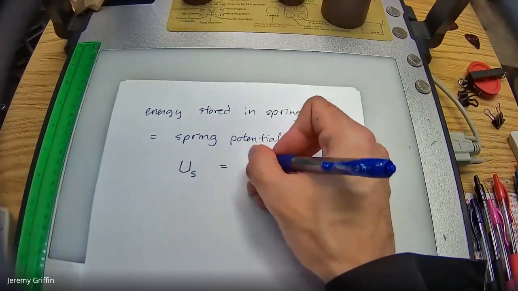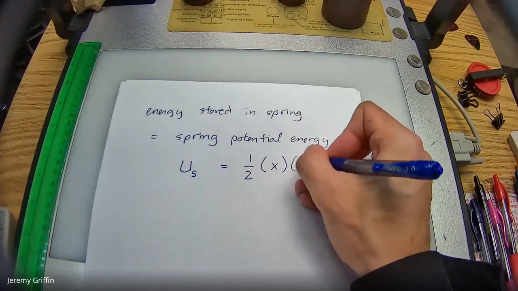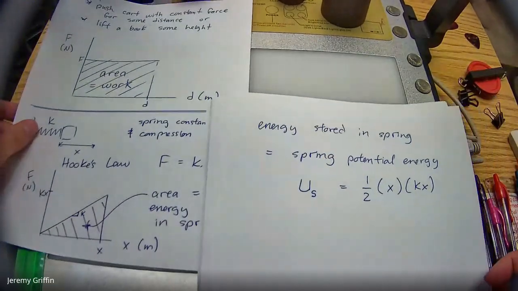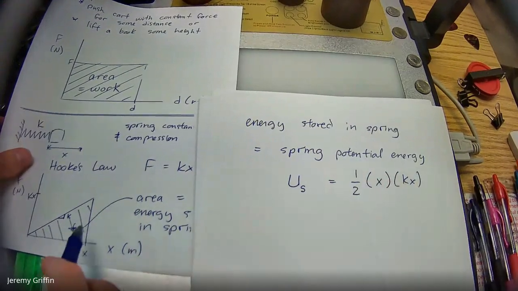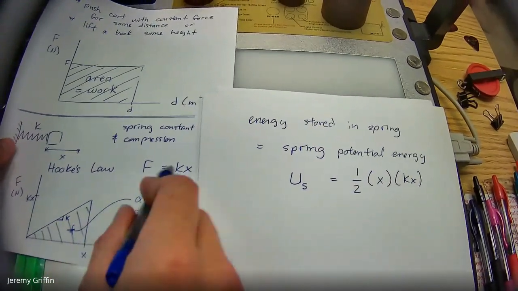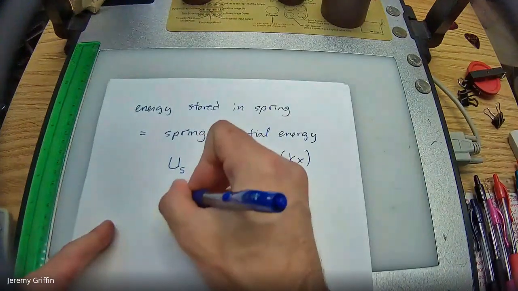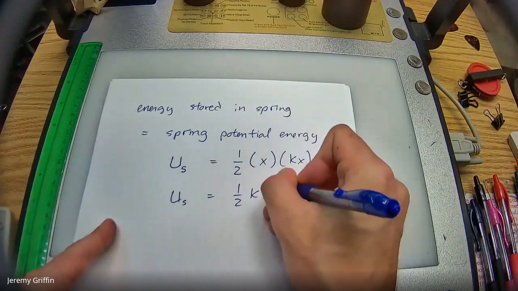So 1/2 base times height, right? The base was some value x. The height was some value kx. Here, I'll bring it side by side so you can see that. So 1/2 base times height for a triangle. The base is x, the height is kx because of Hooke's law. Then you can consolidate those x's and you get that the energy stored in the spring is 1/2 kx squared.